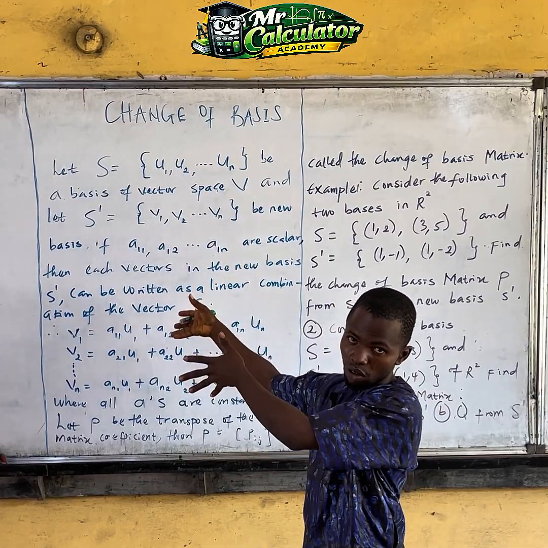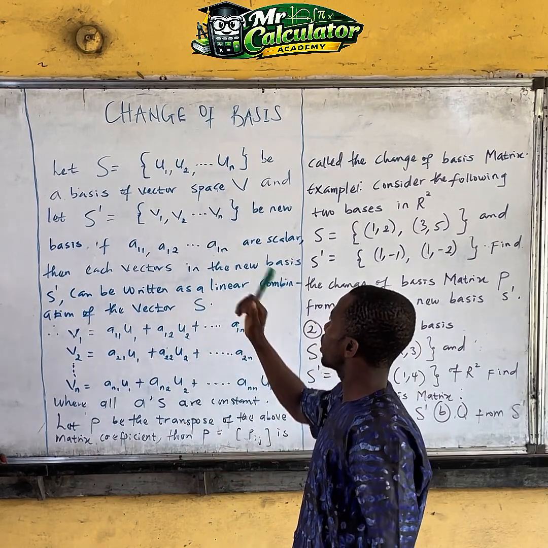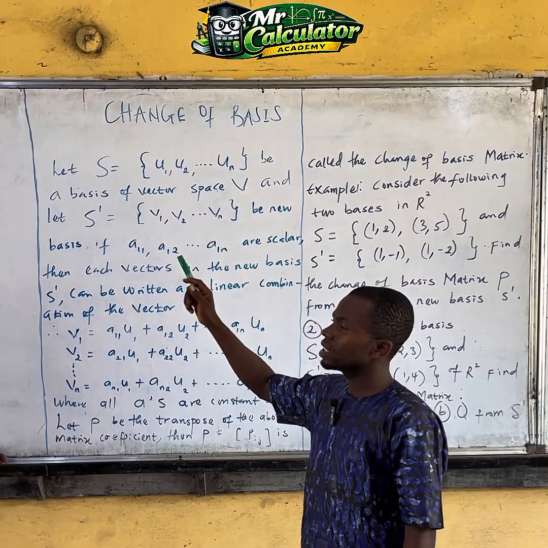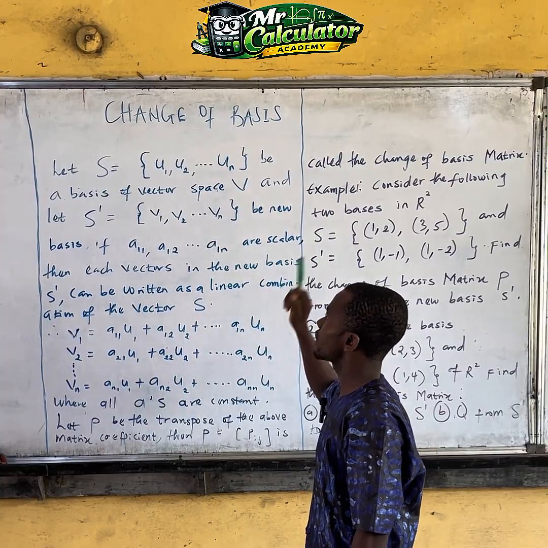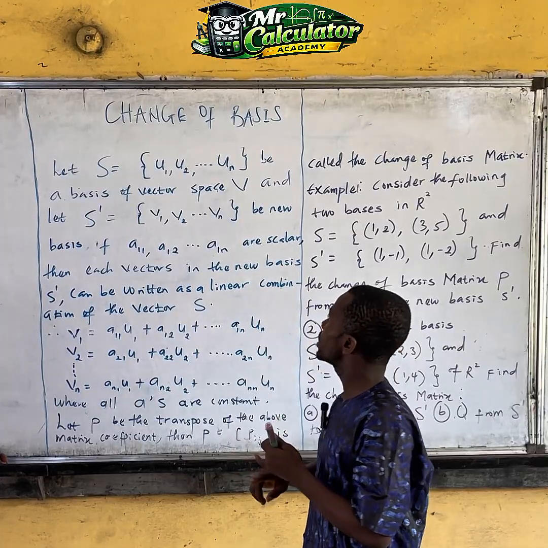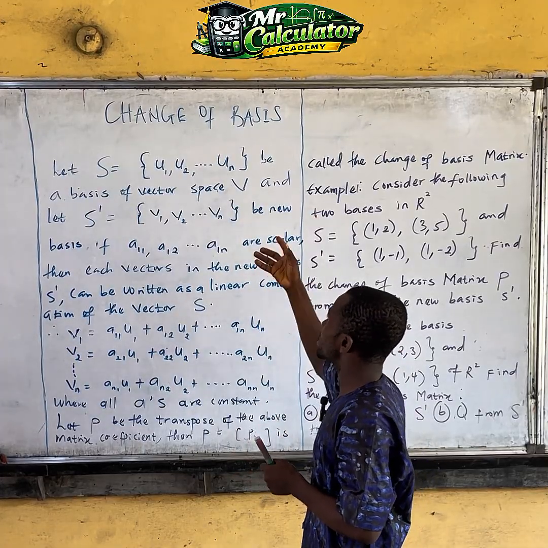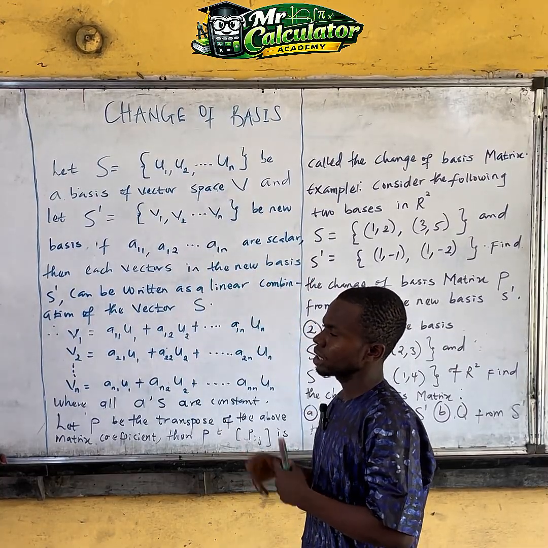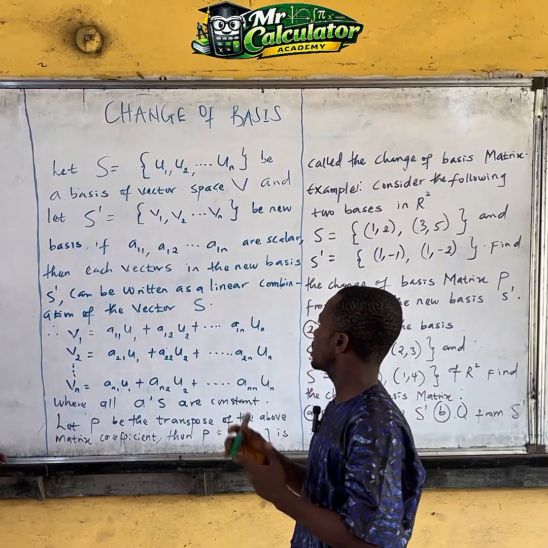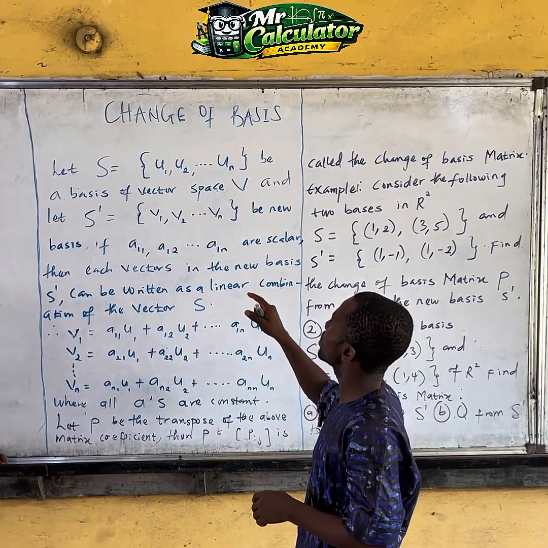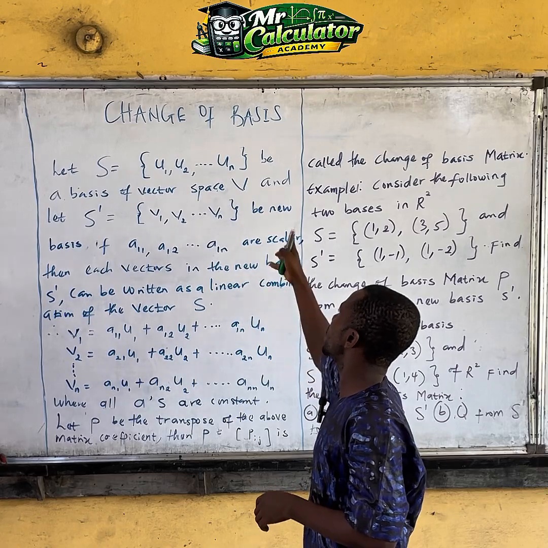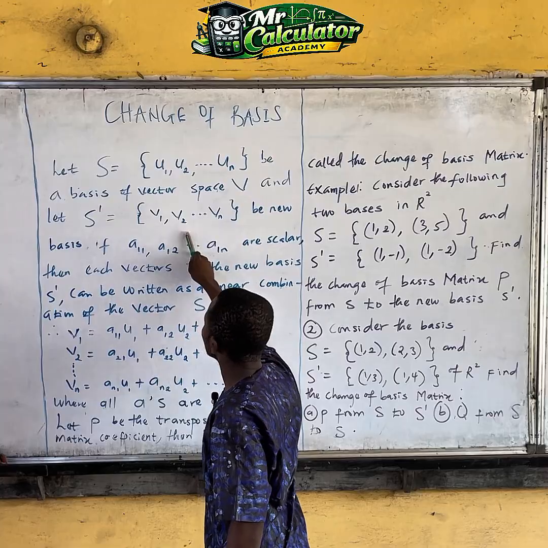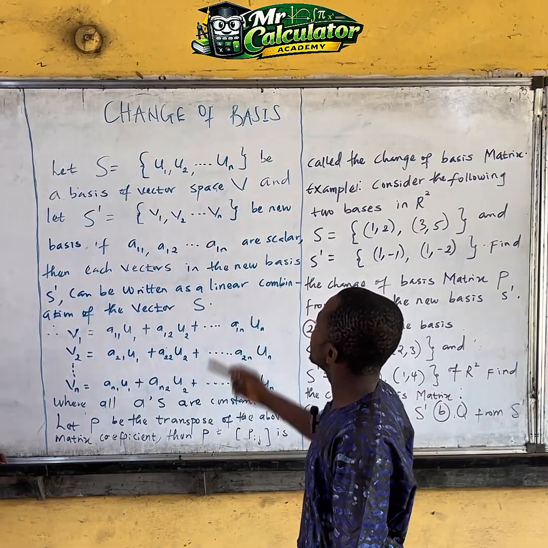So this is the concept of change of basis before we launch into calculation. Let S be U1, U2 to Un, a basis of vector space V, which means U1, U2 to Un are the bases in S. And S prime can be anything, but S prime also has bases V1, V2 to Vn, the new bases. V1 is a new base, V2 is a new base, V3 to Vn are new bases.